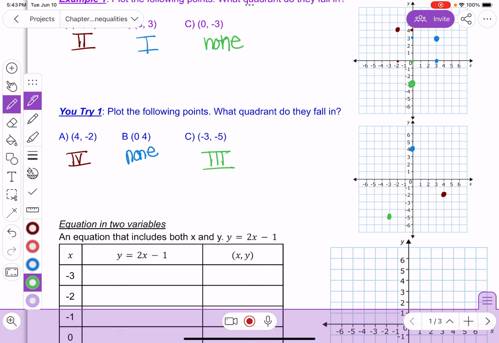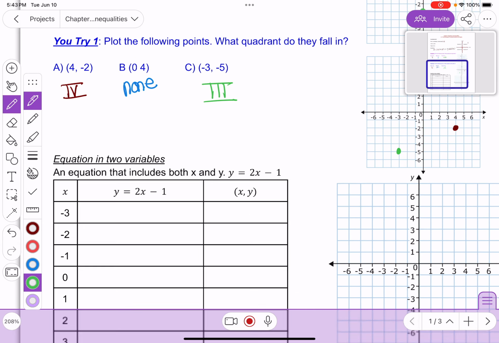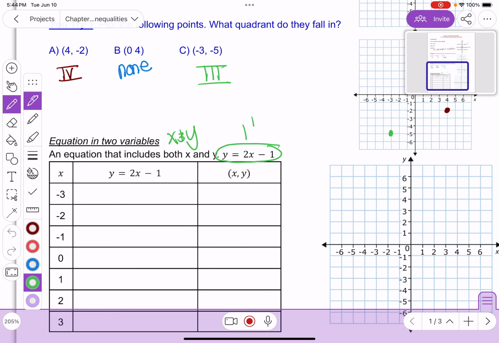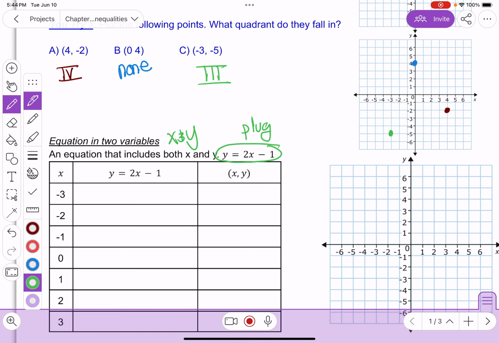So a linear equation is an equation that's going to draw a line. And when we say it's an equation in two variables, it just means it has two letters, or generally we're x and y. So if we're plotting the equation y equals 2x minus 1, one way to plot that is to just plug in various x values and then plot those on the graph.